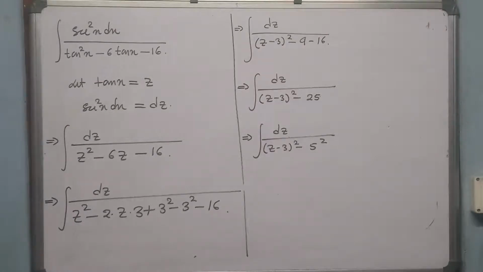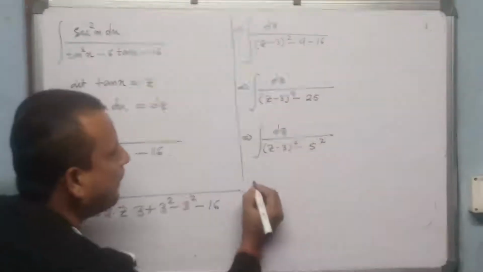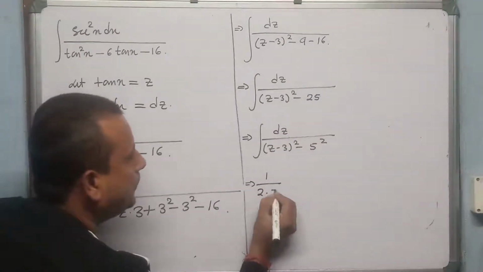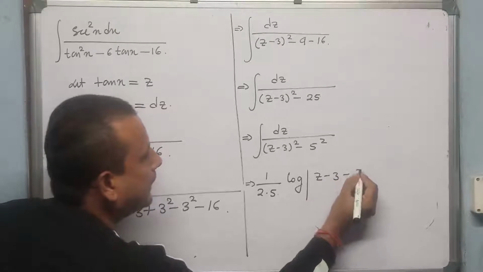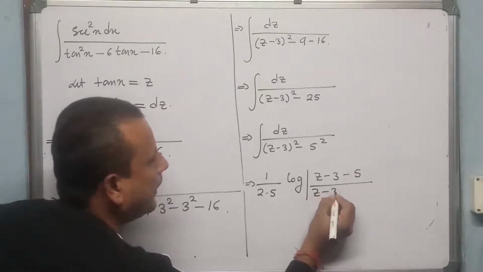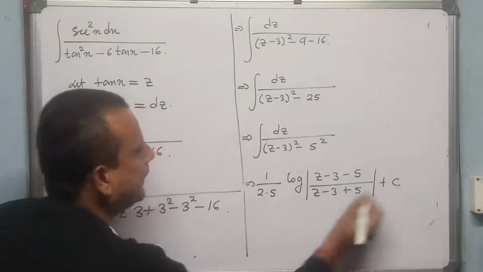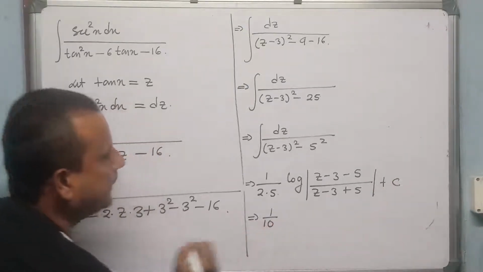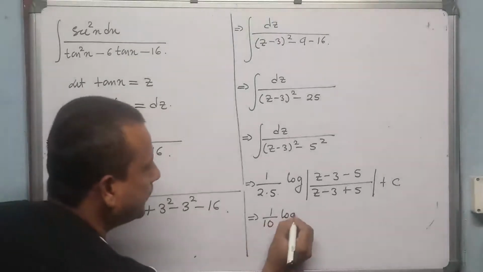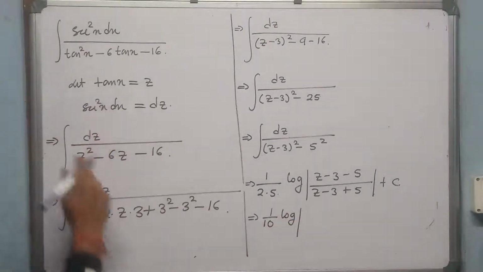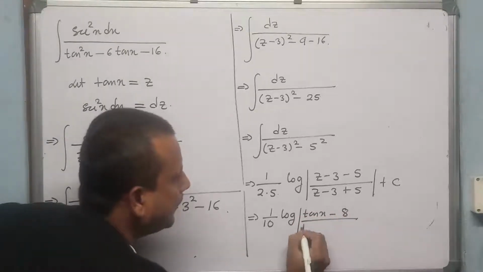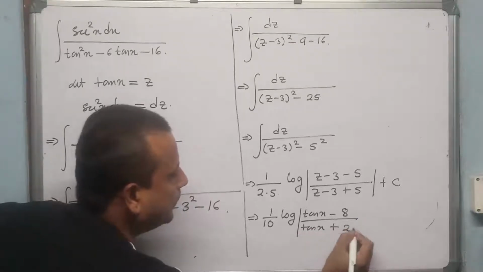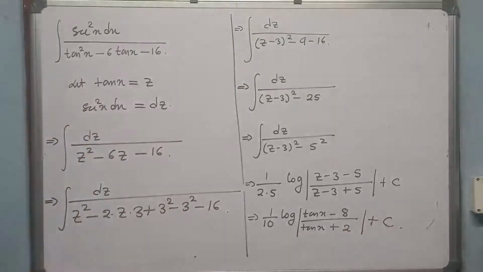Which formula? Integration dx over x square minus a square. The formula will be 1 by 2a log of x minus a over x plus a plus c. Now this is 1 by 10, and then the value of z. What is the value of z? z equals tan x. So in place of z, I'll write 1 by 10 log of tan x minus 8 over tan x plus 2, plus c. This is the required answer.